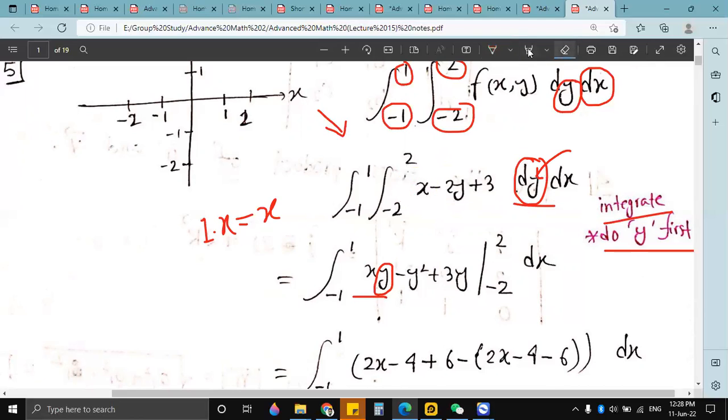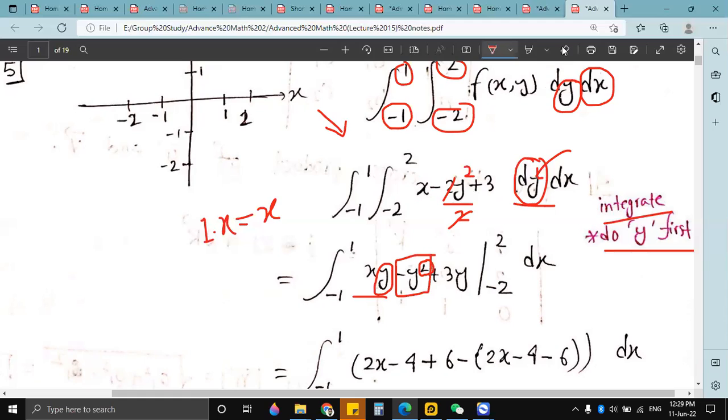And then we have minus 2y. Partial integration of minus 2y with respect to y: we just increase the power of y, so 1 plus 1 means y squared. We write down here y squared, and then we divide by the power, which is 1 plus 1, that is 2. So it is minus 2y squared by 2, and then we can cancel out this 2. So we get minus y squared.